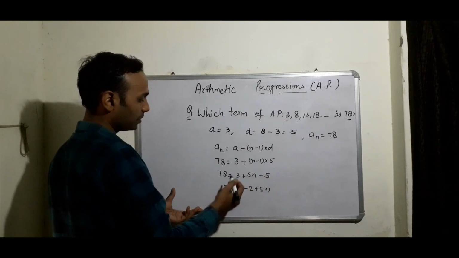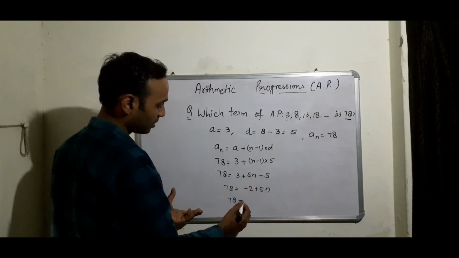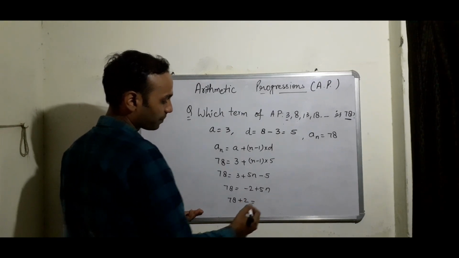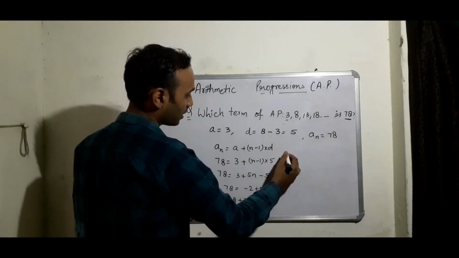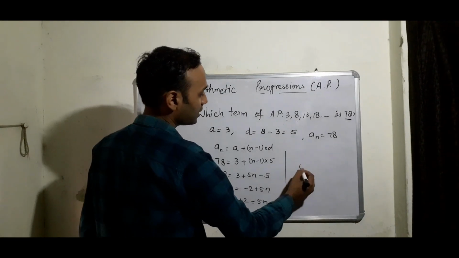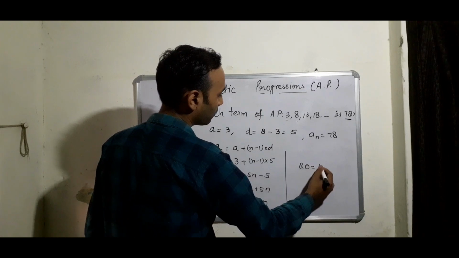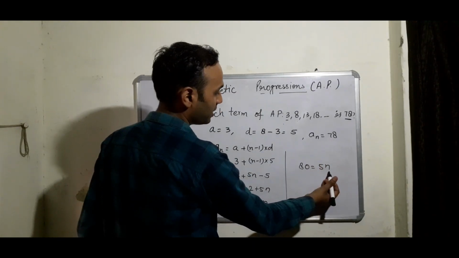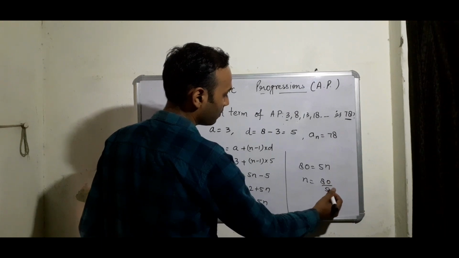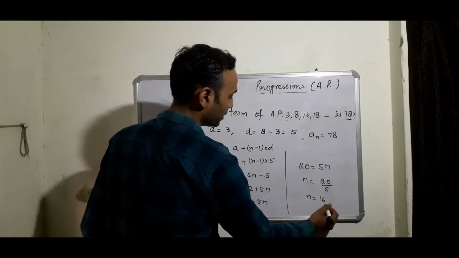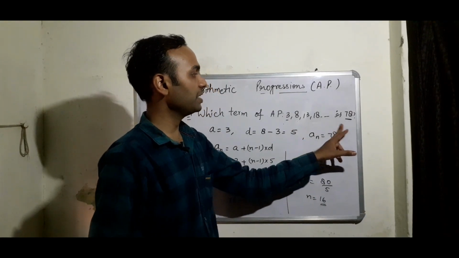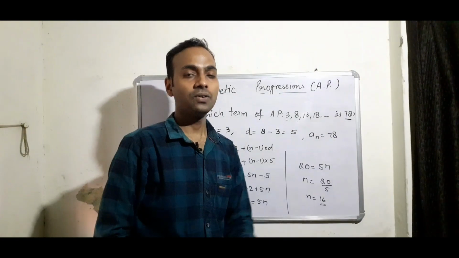Minus 2 transfers to this side, so 78 plus 2 equals 5n. Now 78 plus 2 is 80. 80 equals 5n. 5 is multiplied with n, so n equals 80 upon 5, and n equals 16. So the 16th term of this AP is 78. Okay, that's all.